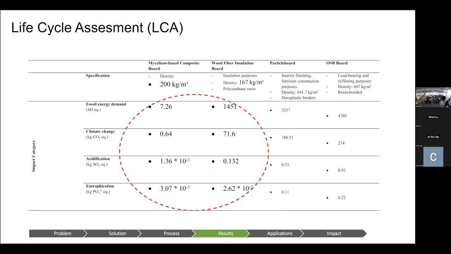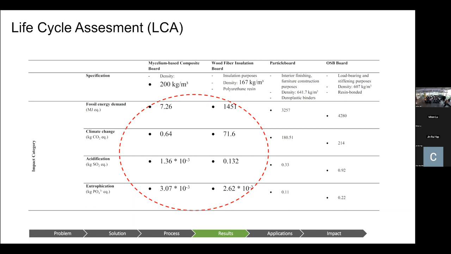So only focusing on the lightweight material, we can see that, for example, for production of mycelium material at its lightweight, the amount of CO2 that we are producing per kilogram of the material is about 0.64 kilogram. But for wood fiber insulation board, which is still considered a biologically based material, we need almost 100 times more. So why we are having such a significant reduction is because we are using waste materials for our production.